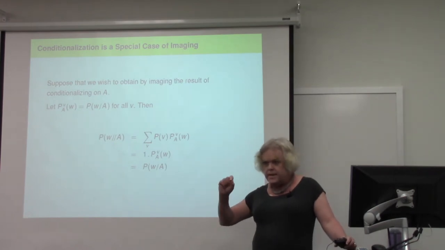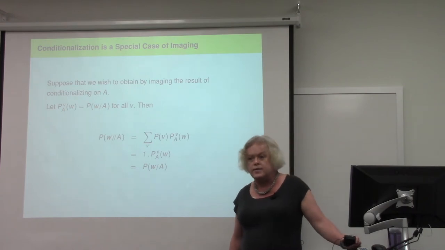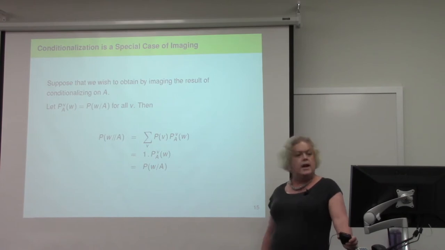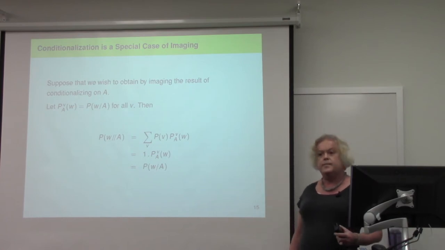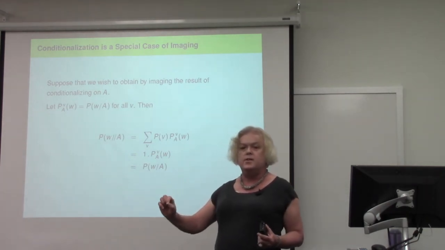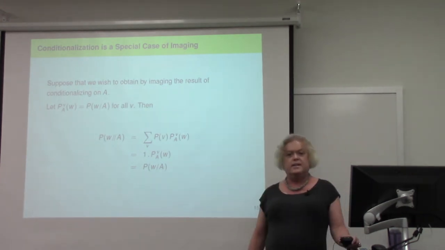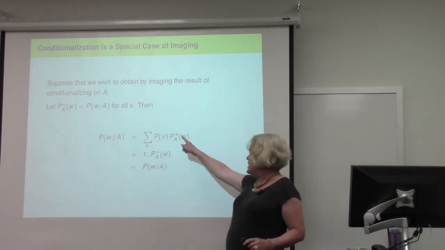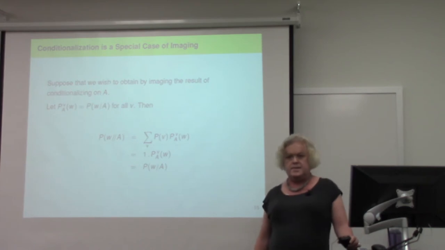Now, imaging is often presented in the literature as a rival to conditionalization. So it's important to correct that by observing that conditionalization is actually a special case of imaging, right? Suppose we wish to obtain by imaging the result of conditionalizing on a proposition A, then for any world V, we simply set the sharing function for V to be the function which gives the conditional probabilities on A. And then when we take the sum, you see that imaging with that particular sharing function just amounts to conditionalization.